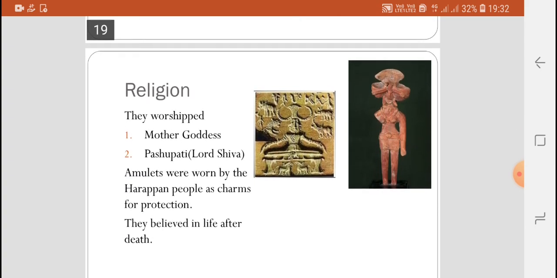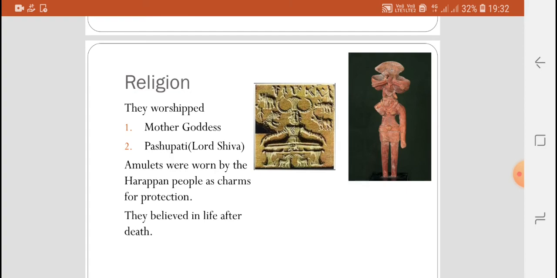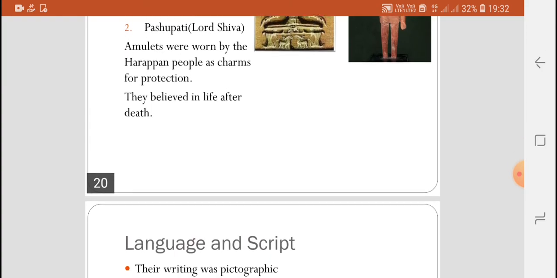Talking about their religion, they worshipped Mother Goddess and Pashupati, as you can see in one of the seals over here, where Pashupati, Lord Shiva, is engraved on the seal. And you can see the shape of Mother Goddess. The amulets were worn by the Harappan people as charms for protection, because they thought it was good to wear amulets for safety. And they believed in life after death. That is why, if anybody died, a lot of articles like jewelry and pottery were kept in their graves. So they believed in life after death.